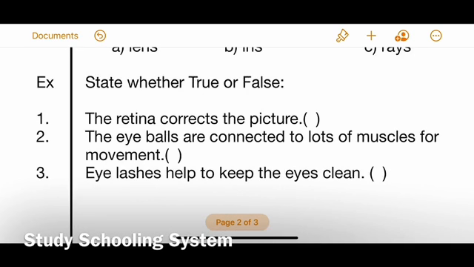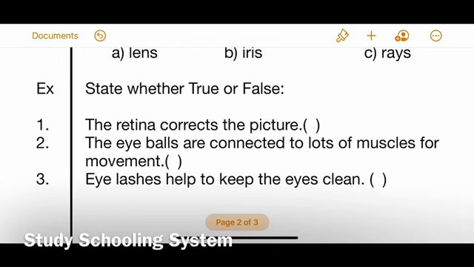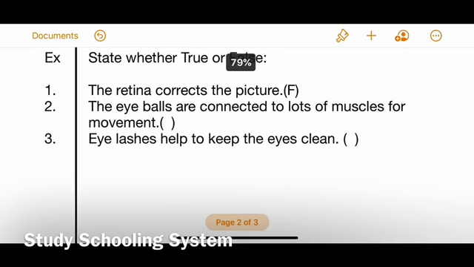So in these brackets, you will just write T or F. So number 1 is the retina corrects the picture. Is this true or is this false? Yes, the answer is false because it does not correct the image. It just lets you see it inverted. Good job. Now let's move on to part 2.